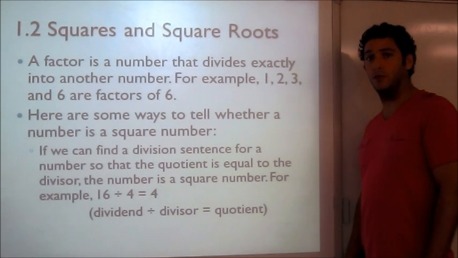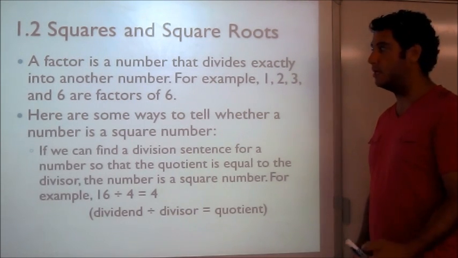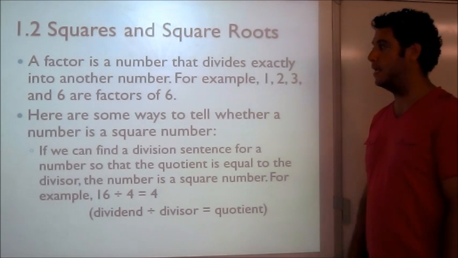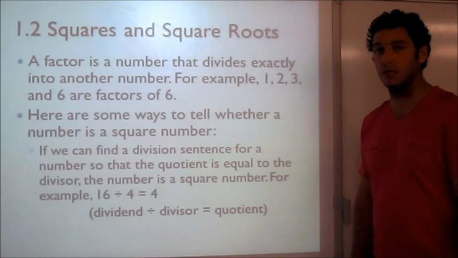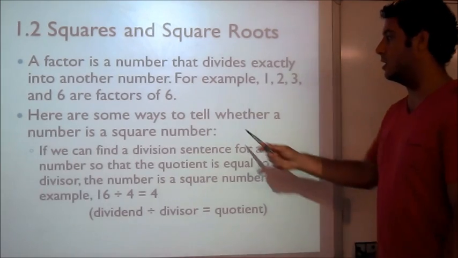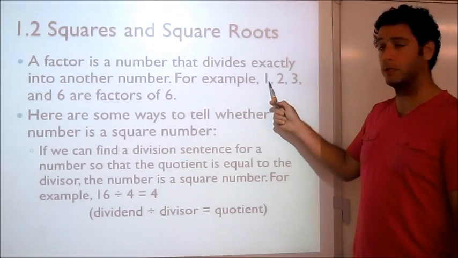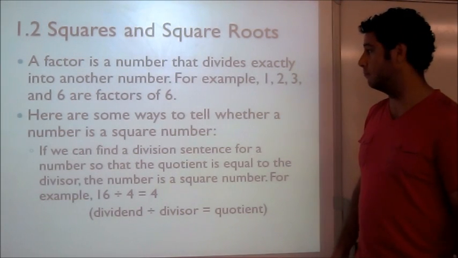Topic 1.2, squares and square roots. A factor is a number that divides exactly into another number. For example, 1, 2, 3, and 6 are all factors of the number 6. You can take the number 6 and divide it by any of these 4 numbers, and you still get a whole number. Okay?